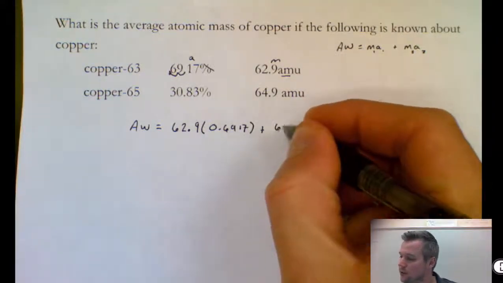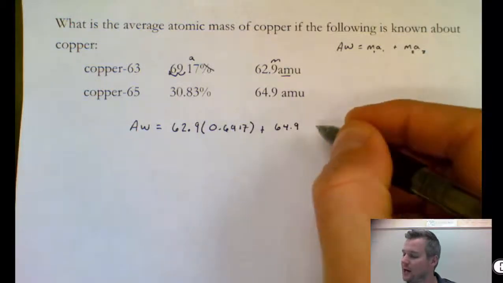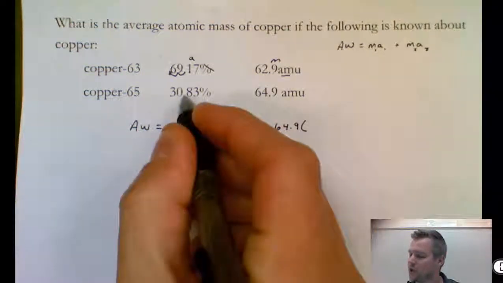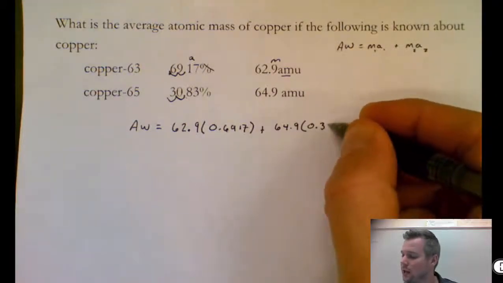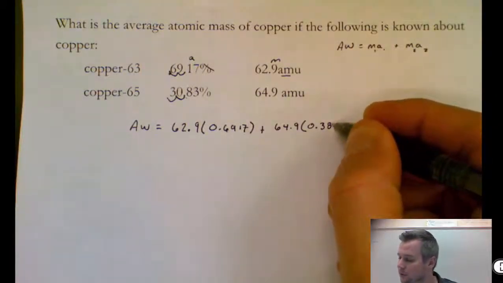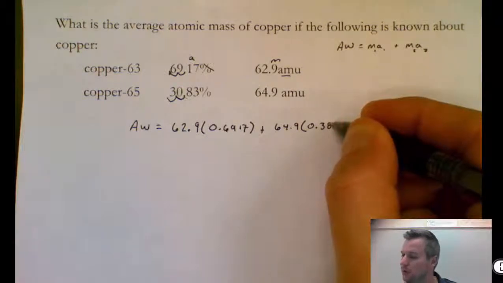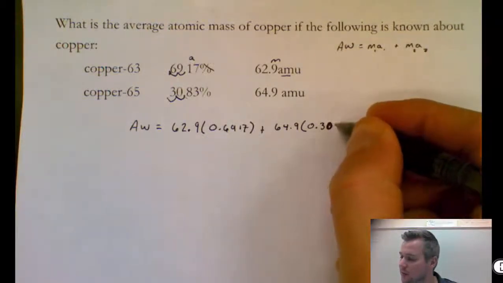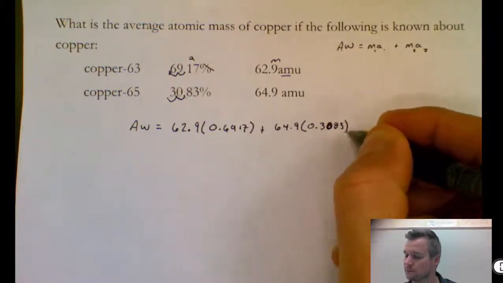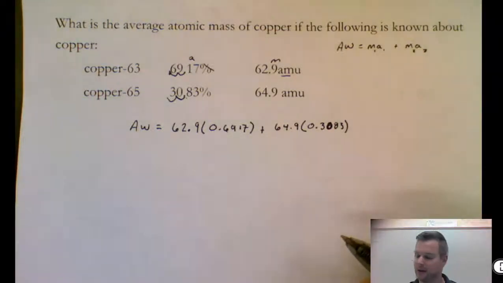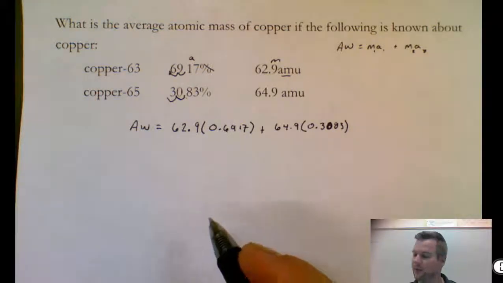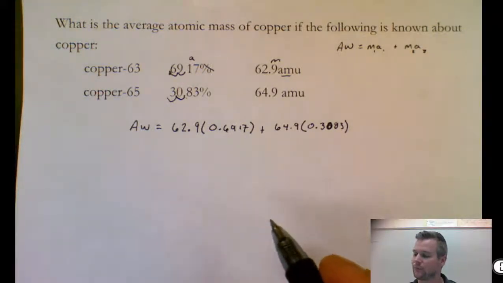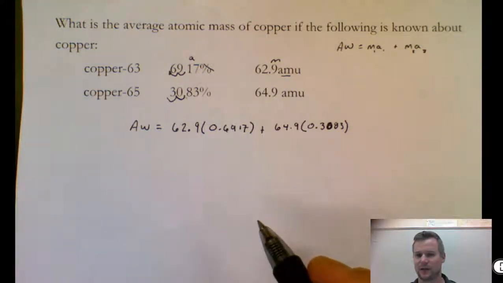the 64.9 for copper 65 times, change your percent to a decimal, 0.3083. If I do that math, I'm just multiplying, then adding, multiplying together. Don't forget about thinking of sig figs and algebra rules.